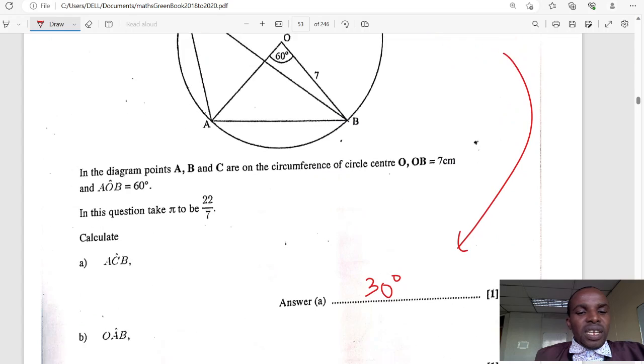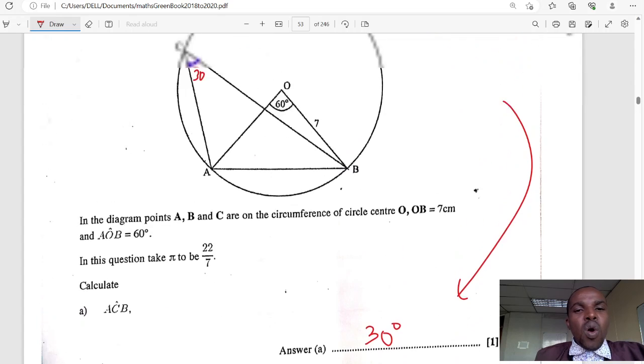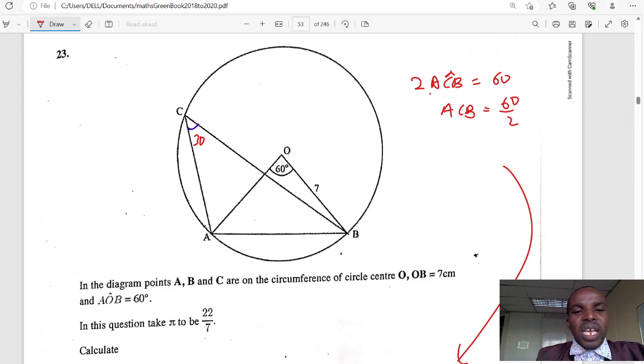Next, angle OAB. So it's this one. Right, this triangle is isosceles. When 2 radii are joined together, they form an isosceles triangle. So to find that one, just say 180 minus 60, then over 2. These are base angles of an isosceles triangle. 180 minus 60 is 120. 120 divided by 2 is 60. So these 2 angles are 60.